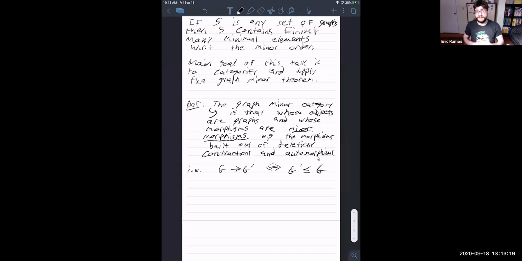Interestingly enough, when we define these morphisms, we couldn't get them to go in the right direction. We had to make them go in the opposite direction. So a morphism from G to G prime is going to correspond to G prime being a minor of G. Hopefully that doesn't cause too much confusion.